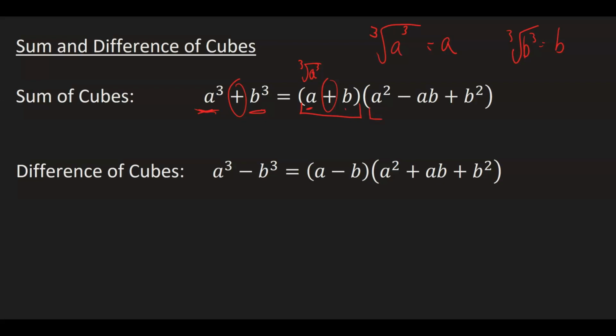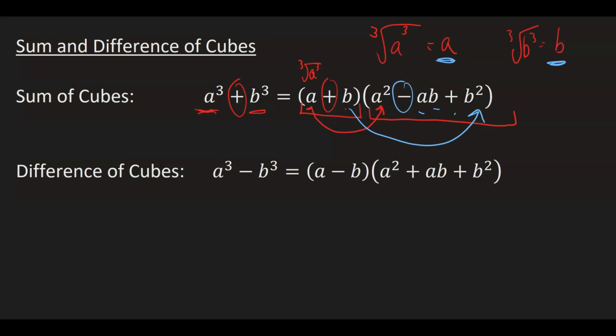Now in the second factor, which turns out to be a trinomial, we begin with that value a squared, then the opposite sign, it's a difference now, the product of a and b, plus b squared. Okay?